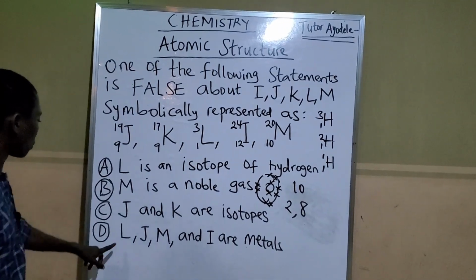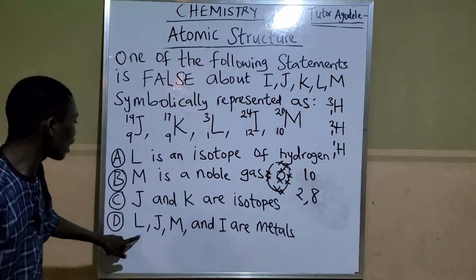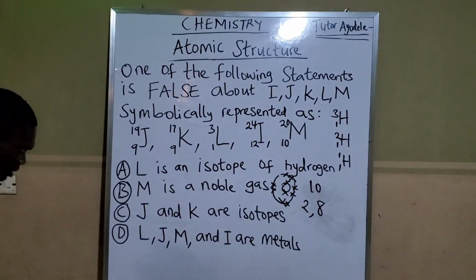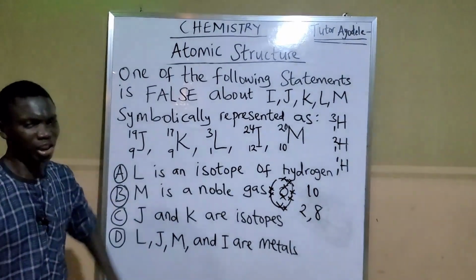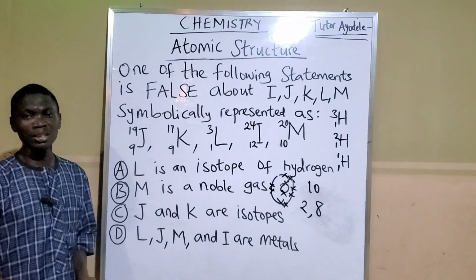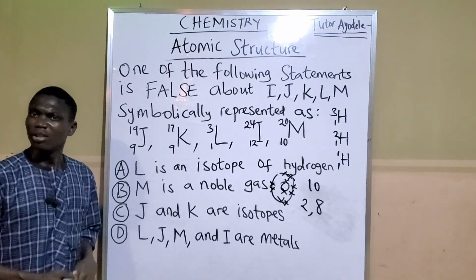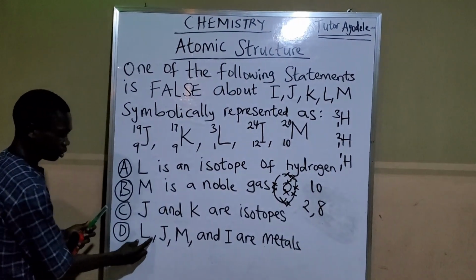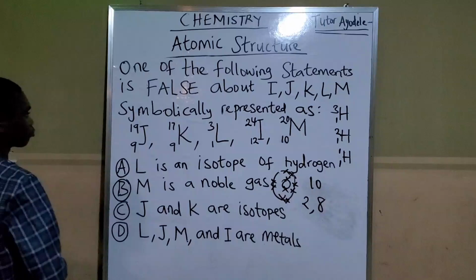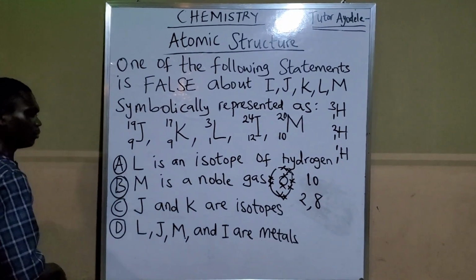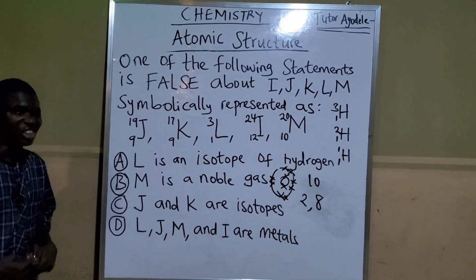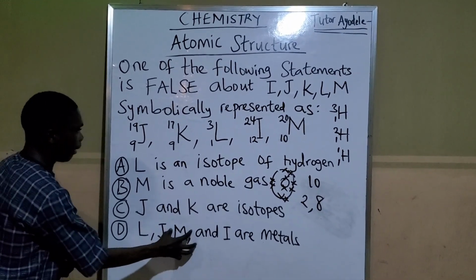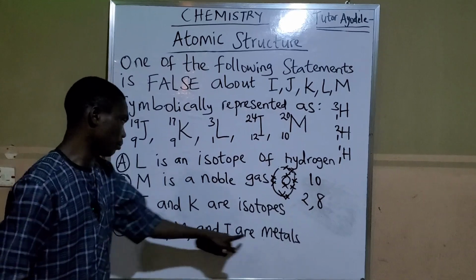Okay, let's look at option D. Option D says L, J, M, and I are metals. Let's look at it. Is it correct? Is L a metal? Is it not a tritium? Is it not an isotope of hydrogen? Is hydrogen a metal? Hydrogen is not a metal. Hydrogen is a gas. You see, this one is not correct. Let's look at J. Is J a metal? J is a fluorine. Is fluorine a metal? Fluorine is not a metal. So it is wrong.